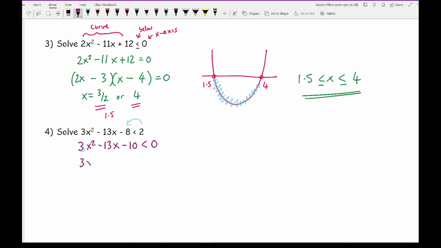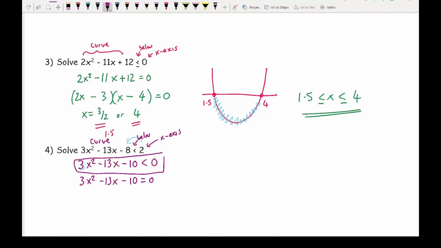So I'm going to solve 3x squared minus 13x minus 10 is equal to 0. Then all that's left for me to do is factorize this, which becomes 3x plus 2 and x minus 5 equals 0. And then solving this, we get x equals -2/3 or +5.